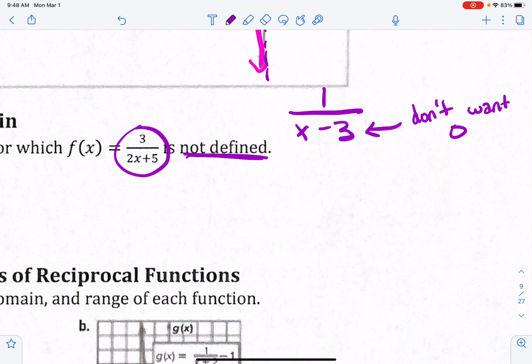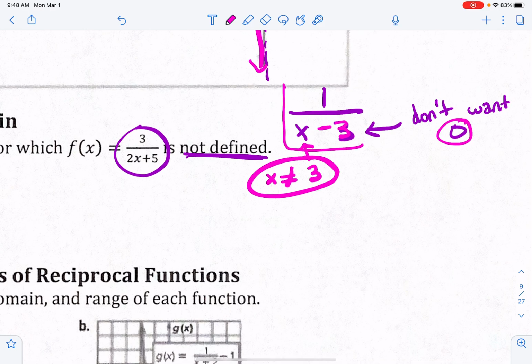And those you could basically do in your head, because you look at that and say, if I were to plug positive 3 in there, I would end up with 3 minus 3, and that would be 0, and I don't want that to happen. So in that case, we say x cannot be equal to 3. This is where x is undefined, or not defined.